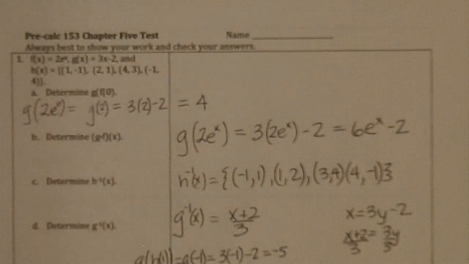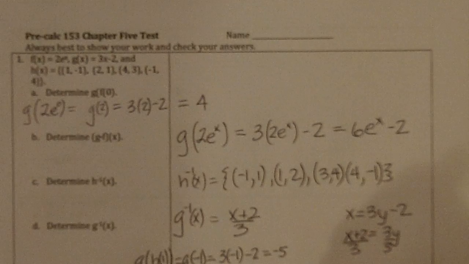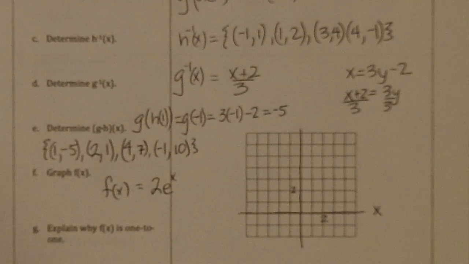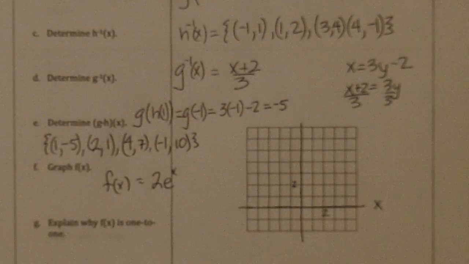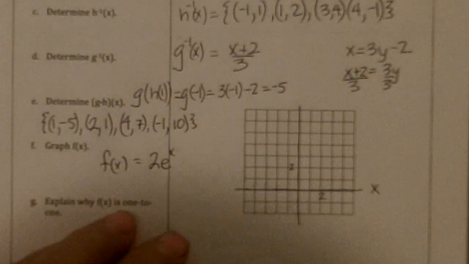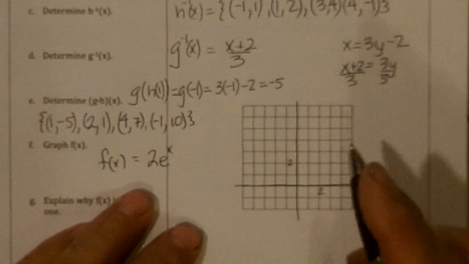Graph f of x. F of x is 2e to the x. That stays all positive, so I'll put the x-axis down low here. Put the y kind of in the middle. Oops, that was off the screen there, so now you can see it. Now I'll go 1 for each square.